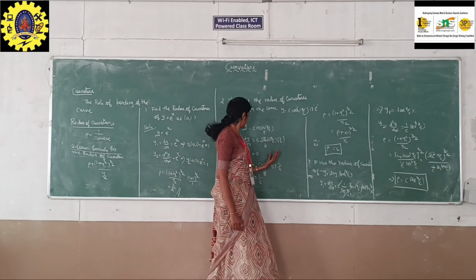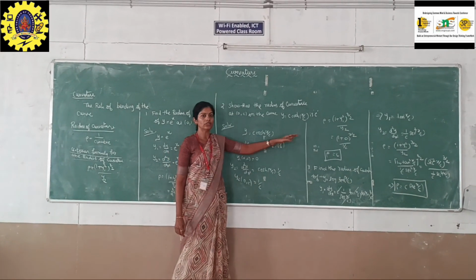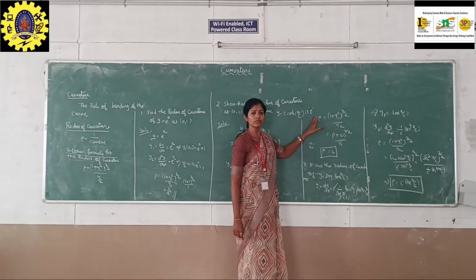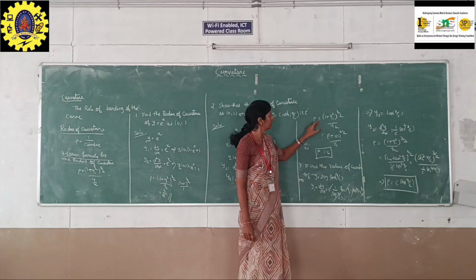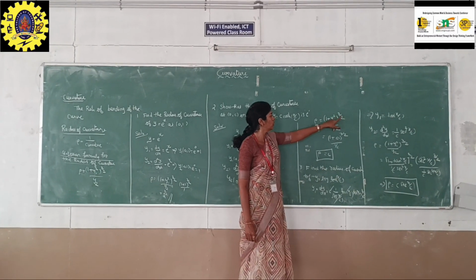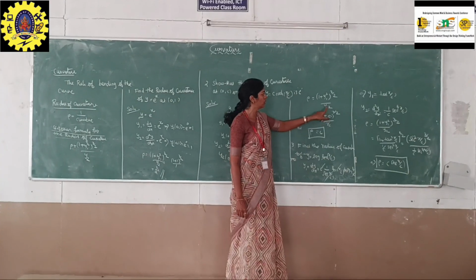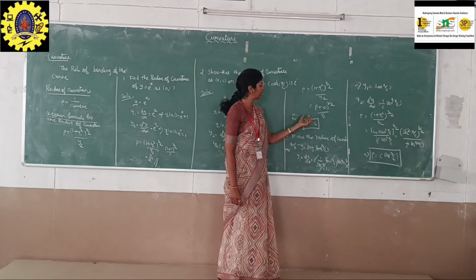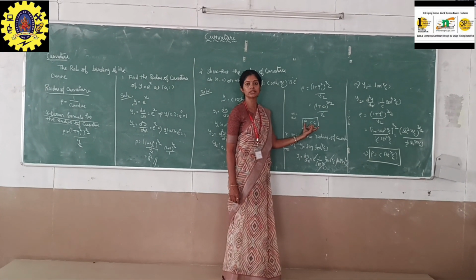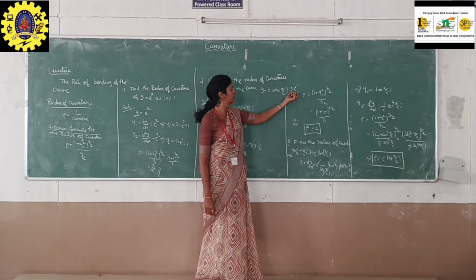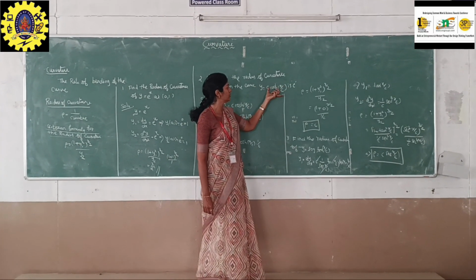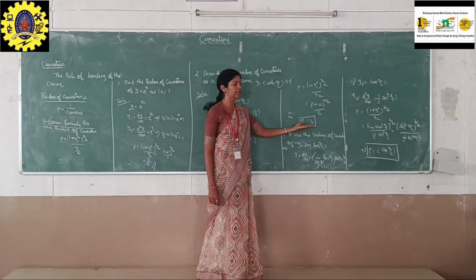After getting our y1 and y2, we apply them in our radius of curvature formula, (1 plus y1 square) whole power 3 by 2, divided by y2. We know the y1 value is 0 and the y2 value is 1 by c. If we apply them here, we get rho equal to c. This is only what was asked. We have to prove that the radius of curvature of this equation is c. So we have done it.